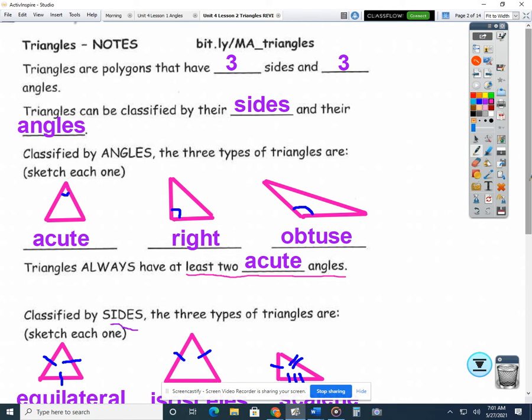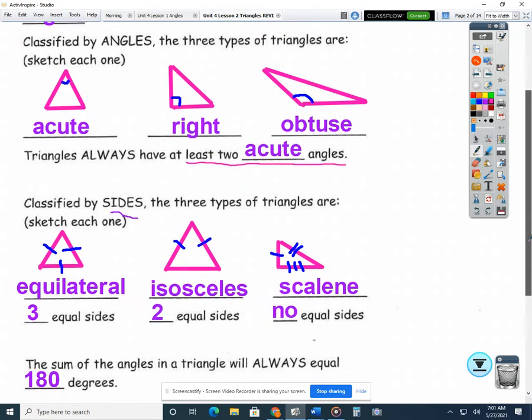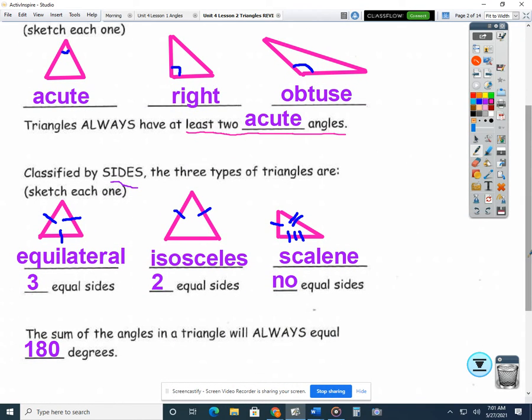Our second way is you can classify according to the sides, and that depends on whether or not any of the sides are equal. In an equilateral triangle, all three sides are equal, and so that is denoted here with the little line or slash on each of those. Our second triangle is called an isosceles because it has two sides that are equal. And then our third one, our scalene, has no equal sides.